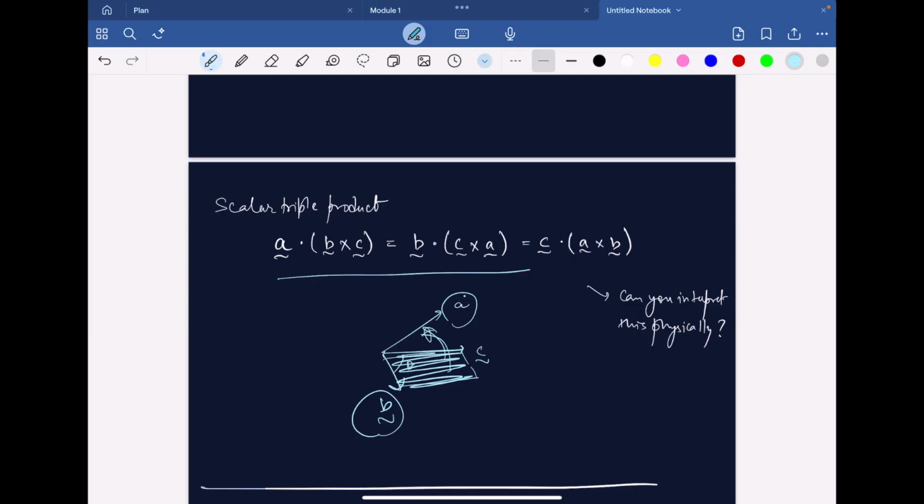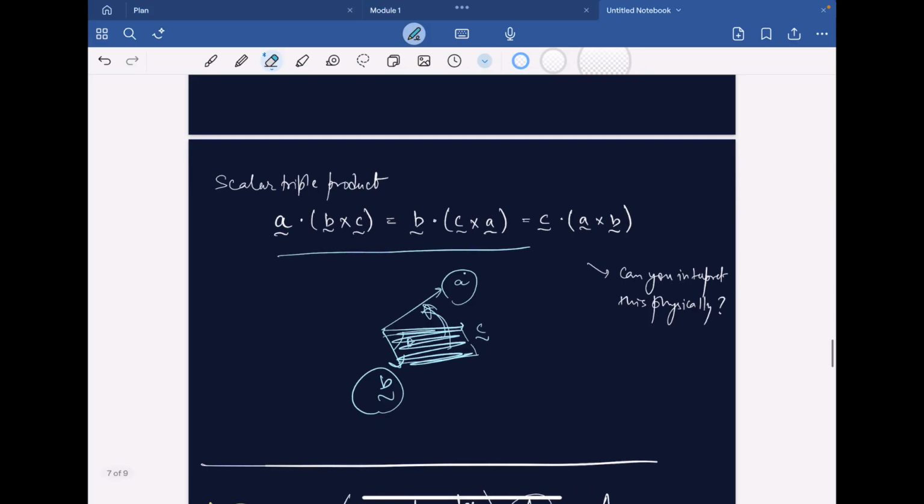That's why, just from physical intuition, you can think that the scalar triple product identity should hold, but you should also prove it using Einstein notation as an exercise.